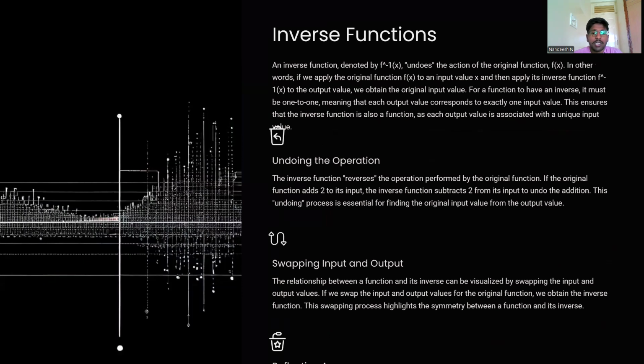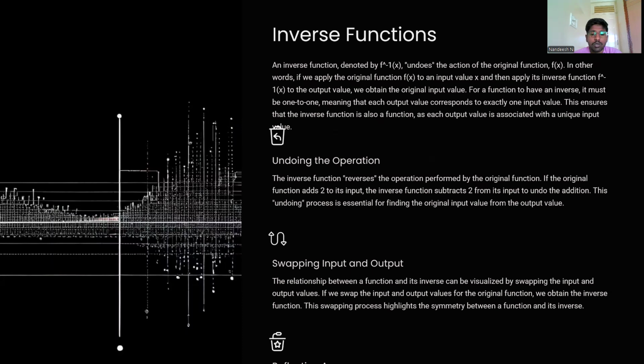Undoing the operation. The inverse function reverses the operation performed by the original function. If the original function adds to its input, the inverse function subtracts from the input to undo the addition. This undoing process is essential for finding the original input values from the output values.